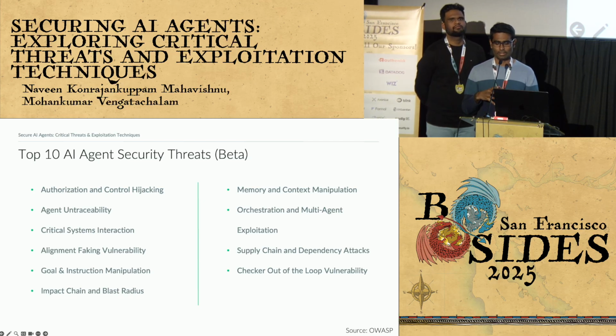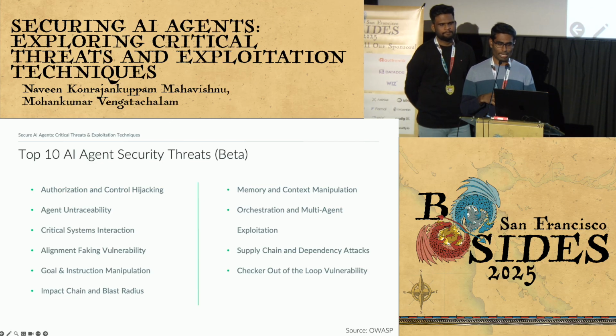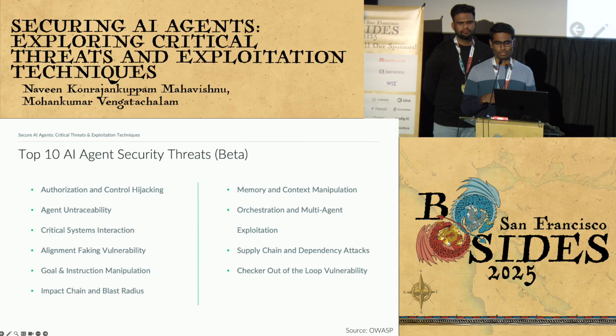And then agent impact chain and blast radius is another type of threat that's unique to agents. A single compromised agent can trigger a chain reaction, spreading damage across the systems it touches. Think of this more like knocking over the first domino in a massive setup, right? The more connected the agent, the bigger the blast radius is.